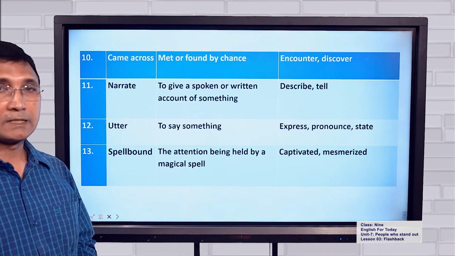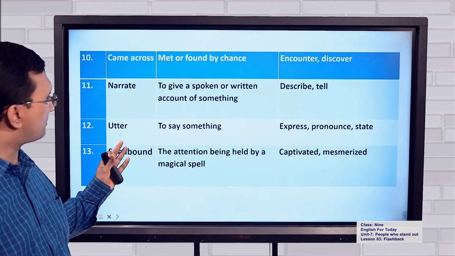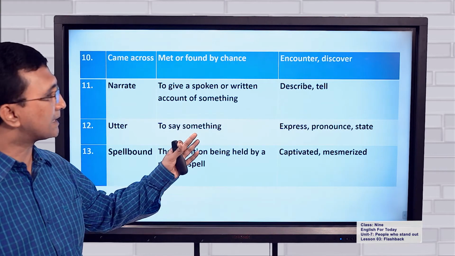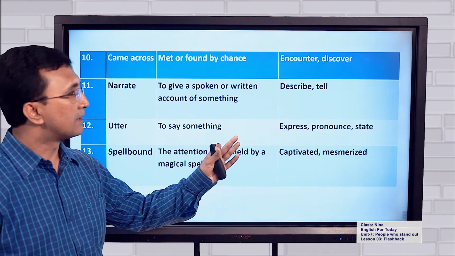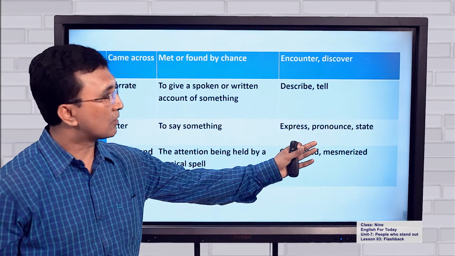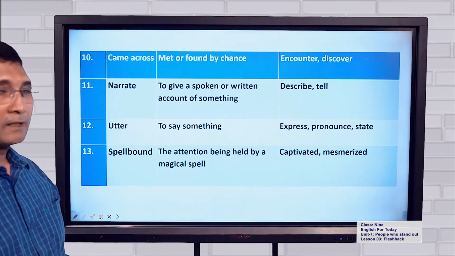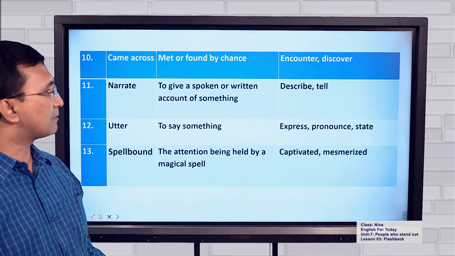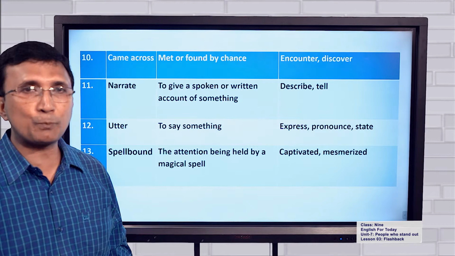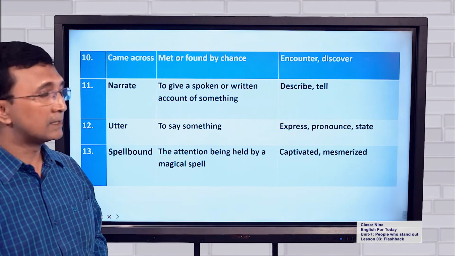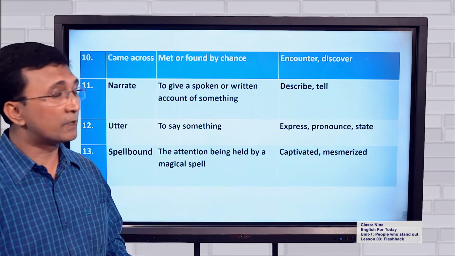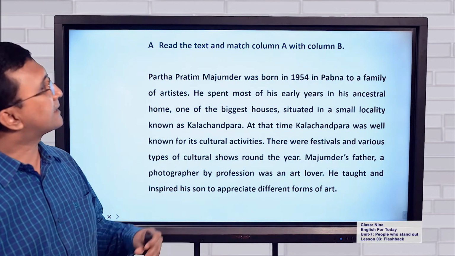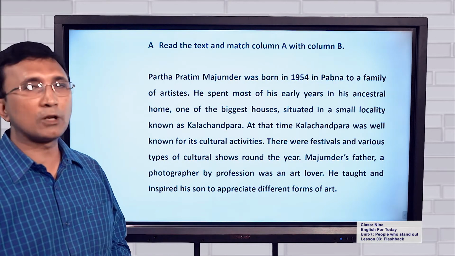Number 12, utter. This is a verb. It means to say something. The synonyms are express, pronounce, or state. Number 13, spellbound. The meaning of this word is the attention being held by a magical spell. The synonyms are captivated, mesmerized. A. Read the text and match column A with column B.